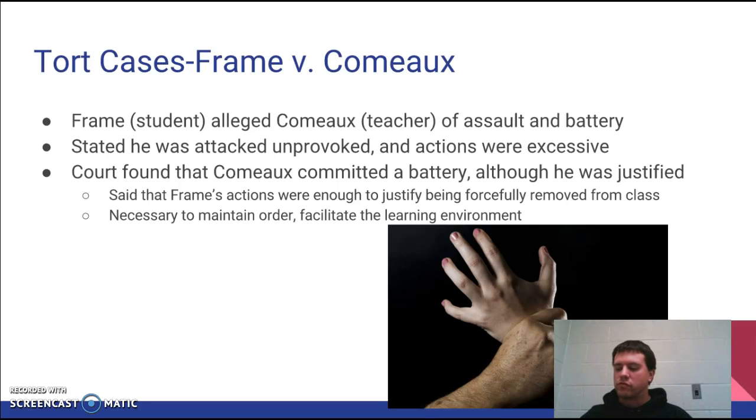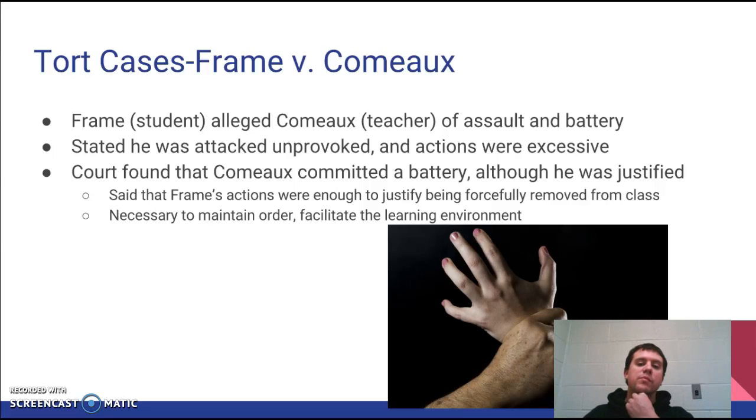The combined actions threw Frame off balance and caused him to stumble backwards down the aisle, where he hit the podium and eventually came to a halt against the blackboard. Frame was then removed from the classroom. Frame filed suit, alleging that Comeau's actions constituted assault and battery. Frame argued that Comeau attacked him and that the attack was unprovoked. Even if provoked, Frame argued Comeau's actions were excessive in light of the situation.